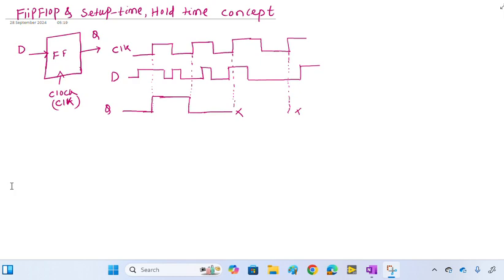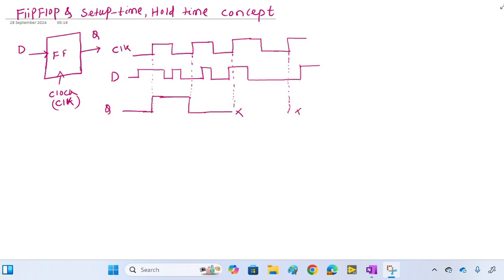Students, let us understand the concept of flip-flop, setup time, hold time, and how setup time failure or hold time failure will occur in the flip-flop. Generally, the flip-flop, as I have shown, is a D flip-flop. D flip-flop is also known as data flip-flop or delay flip-flop.